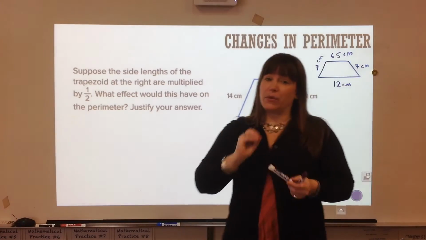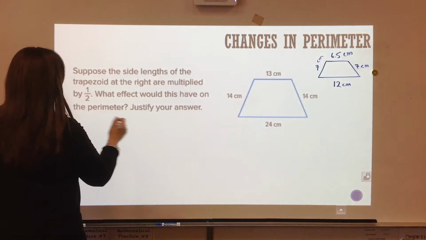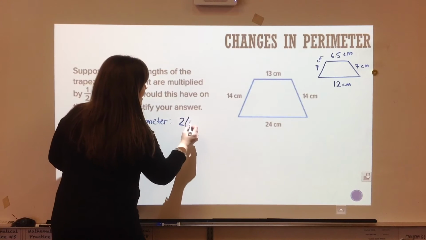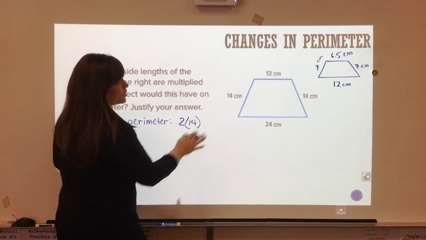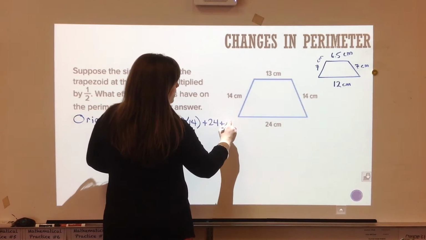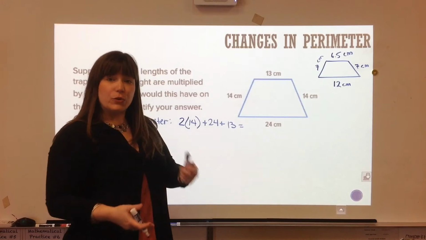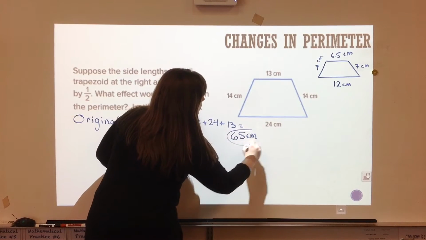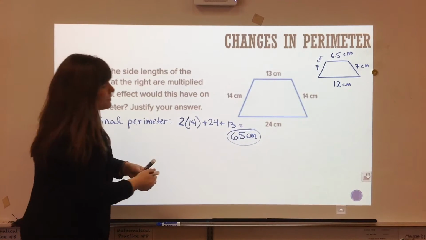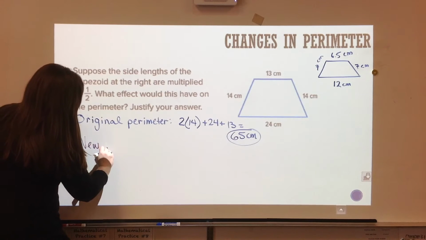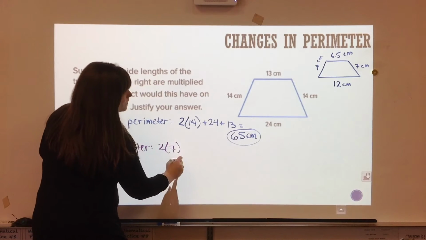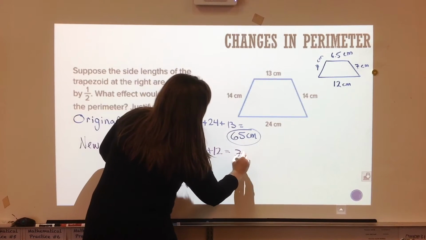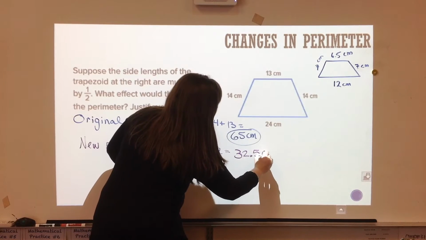Now it's time to compare the perimeters, just like before. The original perimeter: we have two 14s, so I can condense that by doing 14 times 2, and then I have to add the 24 and the 13. When I do all of that, I end up getting 65 centimeters for the original perimeter. Now I have to do the same thing for the new one. I'm going to be doubling 7 and then adding 6.5 and 12. When I add that up, I get 32.5 centimeters.